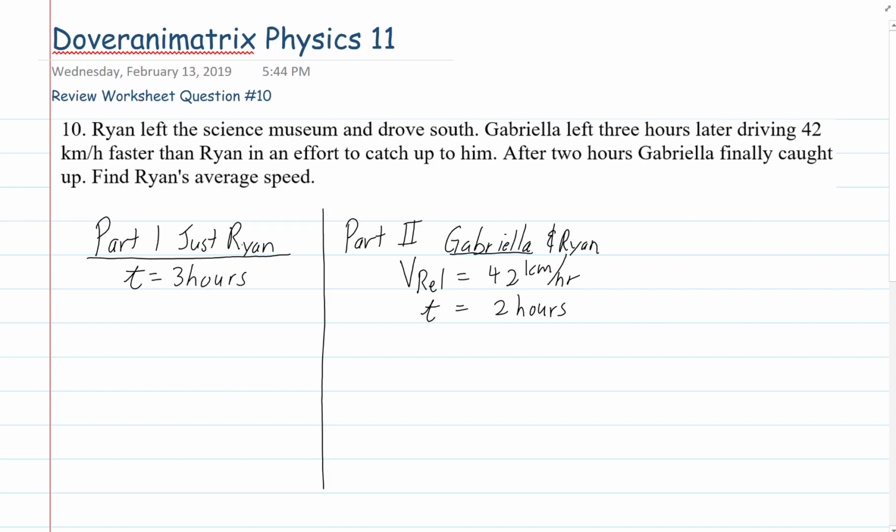So these are all the things that they gave you. You can even do the old highlighting. Boom, Ryan left and drove south. Gabriella left 3 hours later. There's a speed here of 42 kilometers an hour, and 2 hours. So we have to get those 3 pieces of data together and organize them.